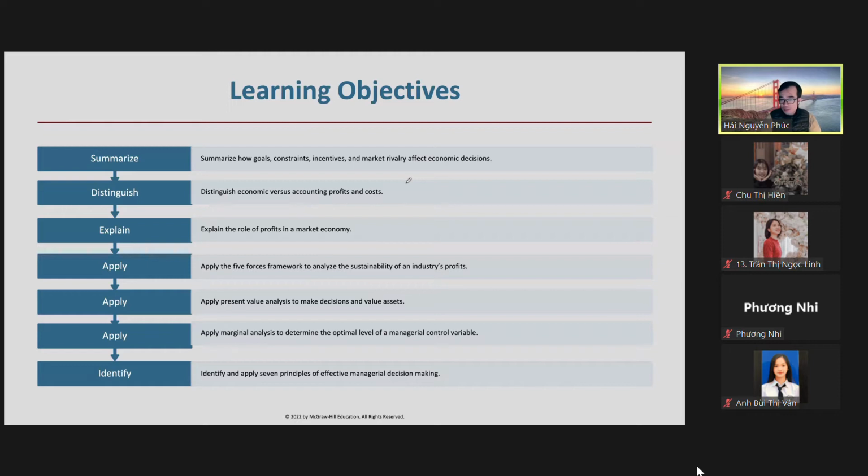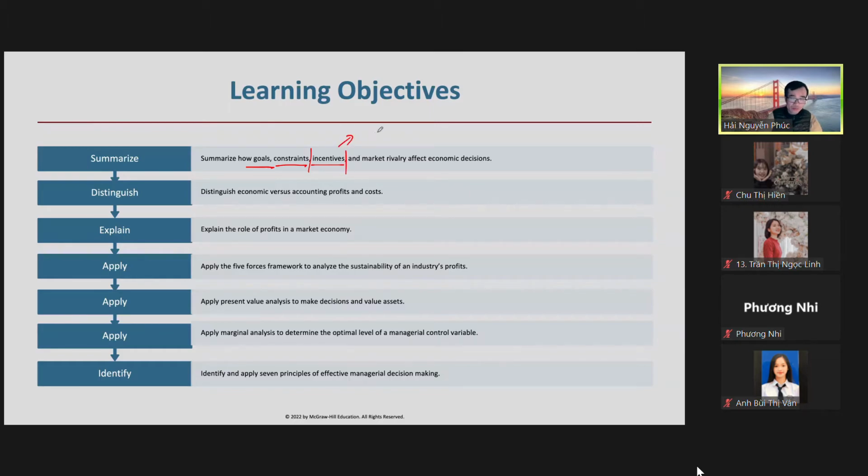In chapter number 1, we are going to talk about the following. First, we are going to summarize the goal of the firms. We are going to talk a little bit about the constraints of the firms. We are going to discuss the role of incentive, right? Let me talk a little bit more about incentive.